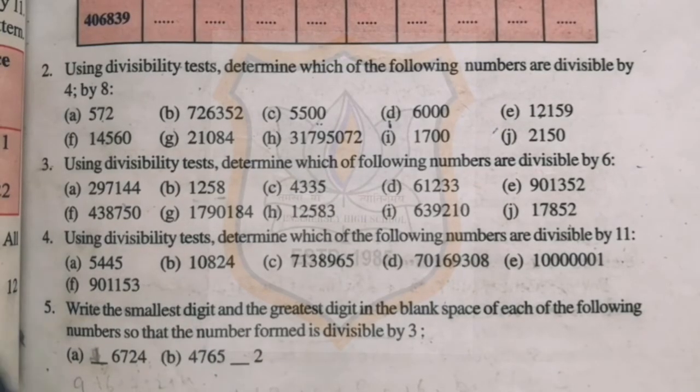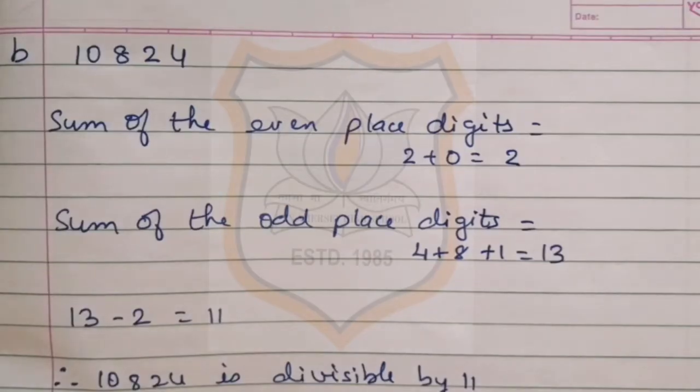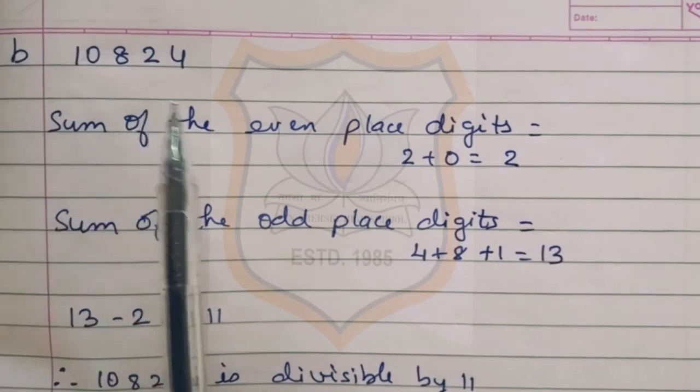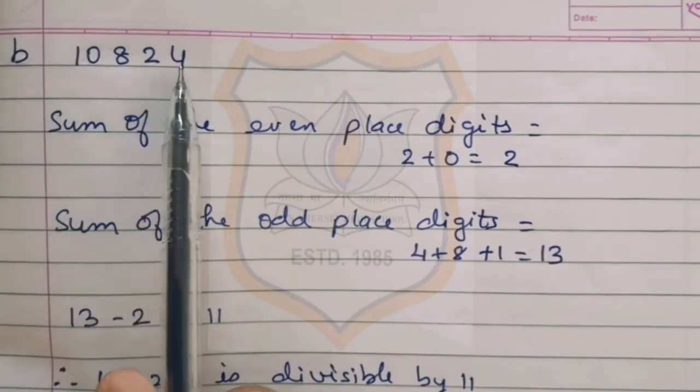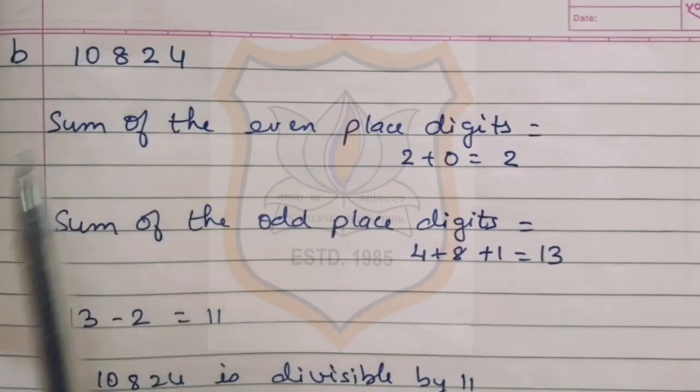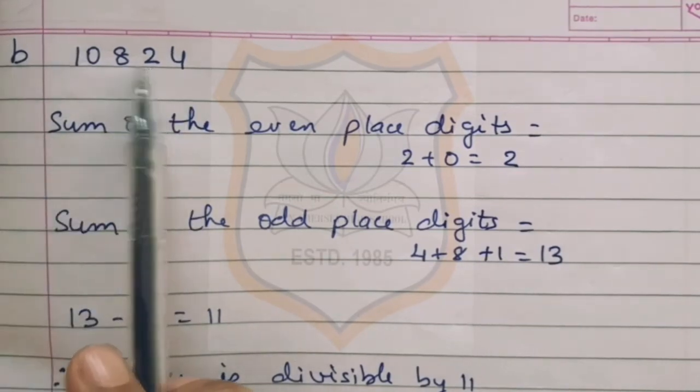Sum number B of question number 4, 10,824. Now solution for sum number B, 10,824. Here again, first we have to find out the sum of the digits at the even places and the sum of the digits at the odd places. As I've explained earlier, if we assign the numbers to these digits, here 1, 2, 3, 4 and 5, the digits at the even places are 2 and 0.